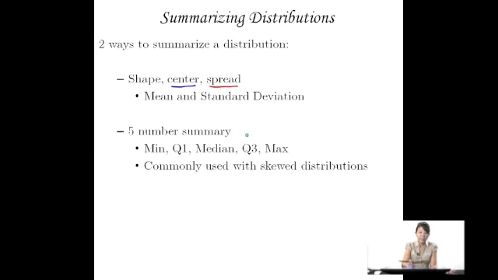The 5 numbers are numbers you already know. The minimum value, Q1, the border of the first quartile, and the median, which is actually Q2. The median is also Q2 in that it divides the entire distribution in half, so 2 quartiles on one side, 2 quartiles on the other side. Also Q3, the third border, and then the maximum value, the highest value in your distribution. This 5-number summary is often used with skewed distributions.